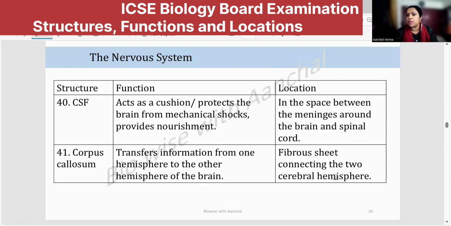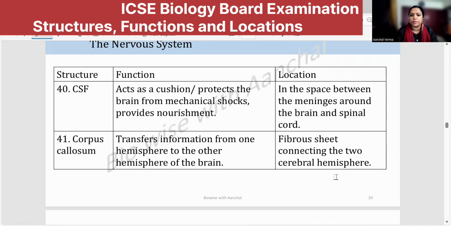Now, a similar function is done by the pons also. Okay, but it helps in coordinating the left muscles with the right and also in the transfer of impulses. And here, the corpus callosum is for transfer of information.